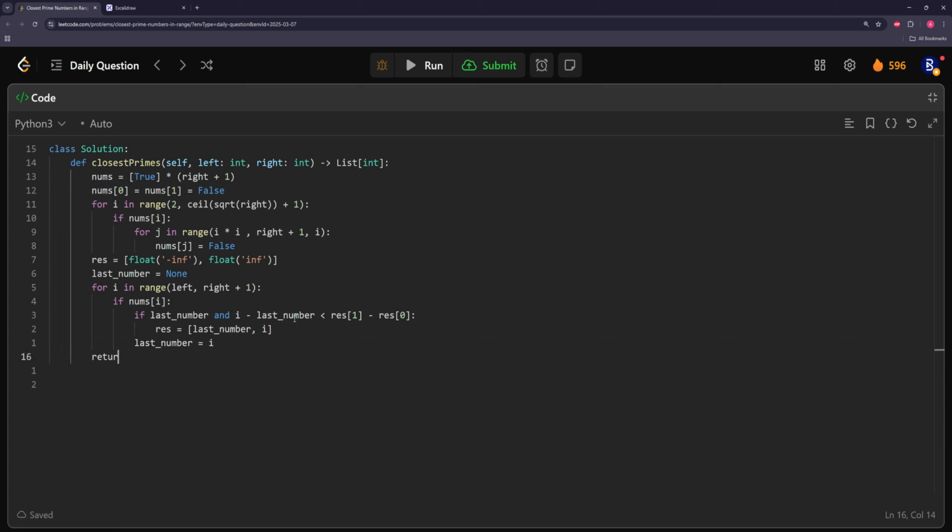Then we'll just return result if result 0 does not equal infinity, or negative infinity. Otherwise, we'll return the negative 1, negative 1 pair. Let's see if I screwed anything up. No?